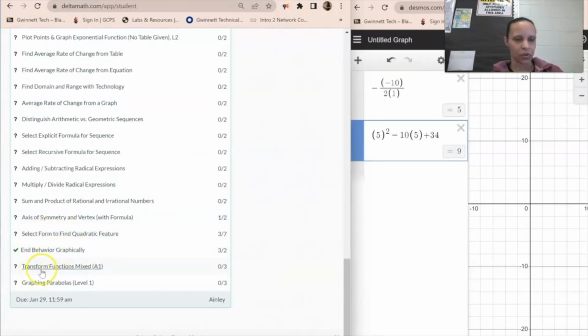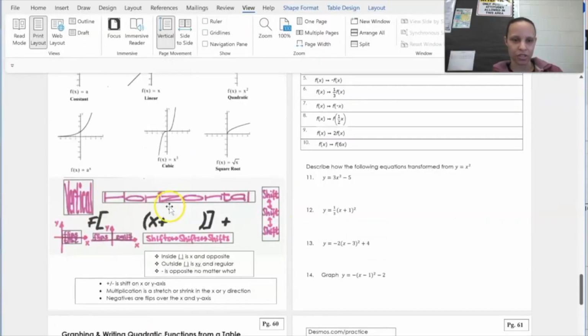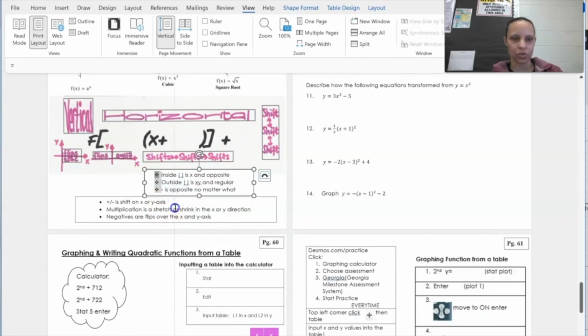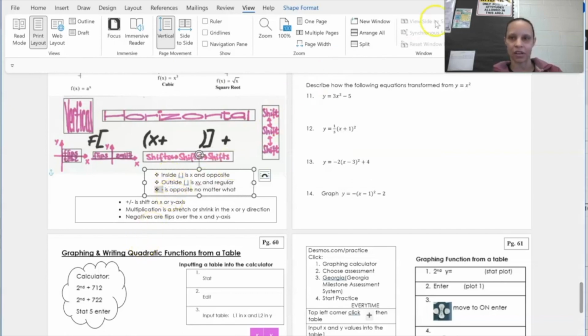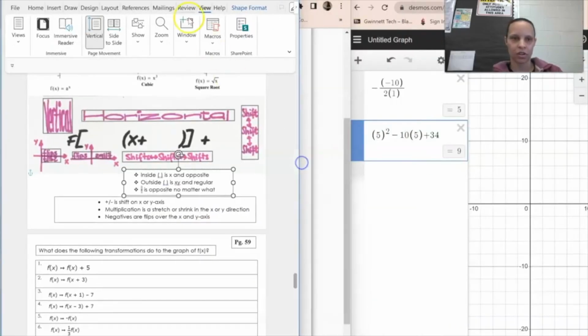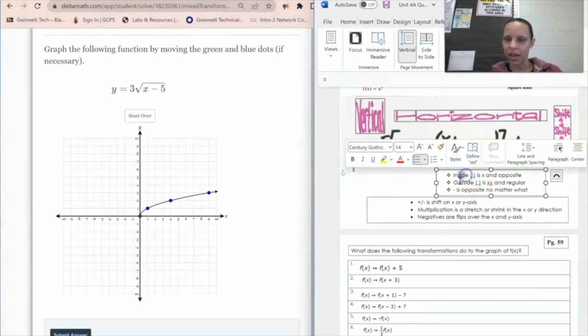All right, so transform functions. Remember, before you can apply the rules, you must know the rules. So you do need to pull up your notebook once again. On transformations, what you care about is these two boxes right here. These two boxes are all that you need to look at. So you need to ask yourself the first question: is it inside, outside, or is it a negative? Is it inside, outside, or is it a negative?